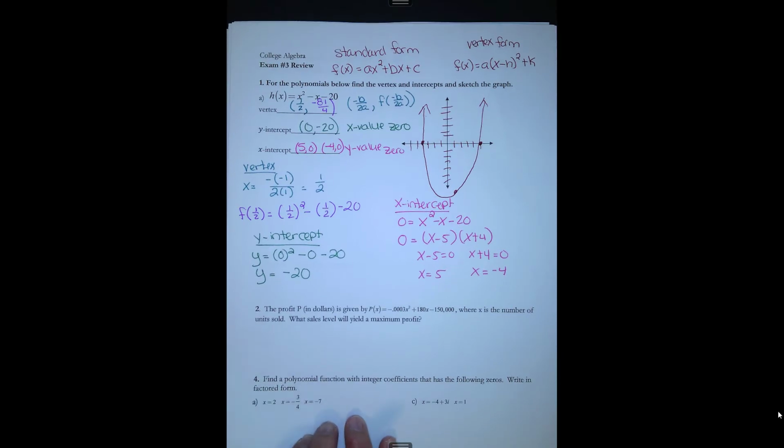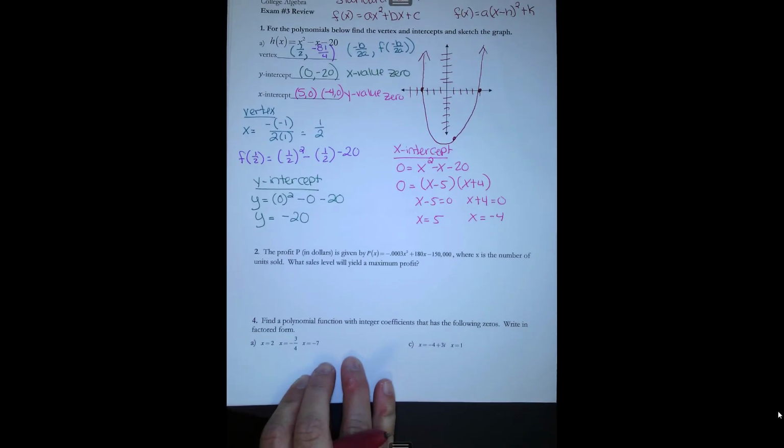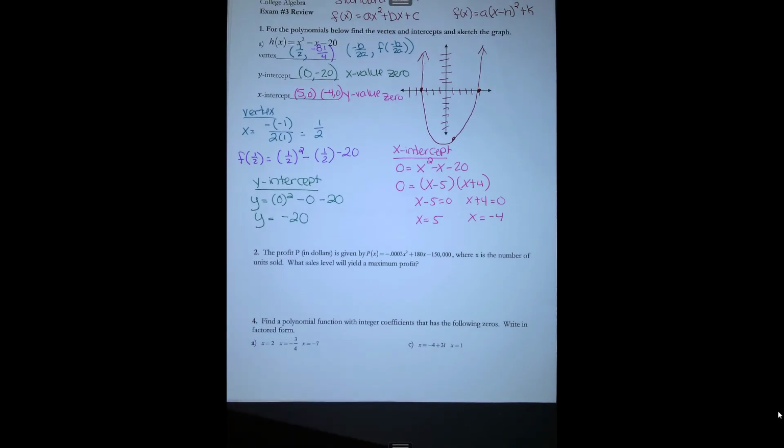Then we had our word problems with this. Looking at this one, it says that the profit P in dollars is given by P of x equals negative 0.003x squared plus 180x minus 150,000, where x is the number of units sold. What is the sales level that will yield the maximum profit?